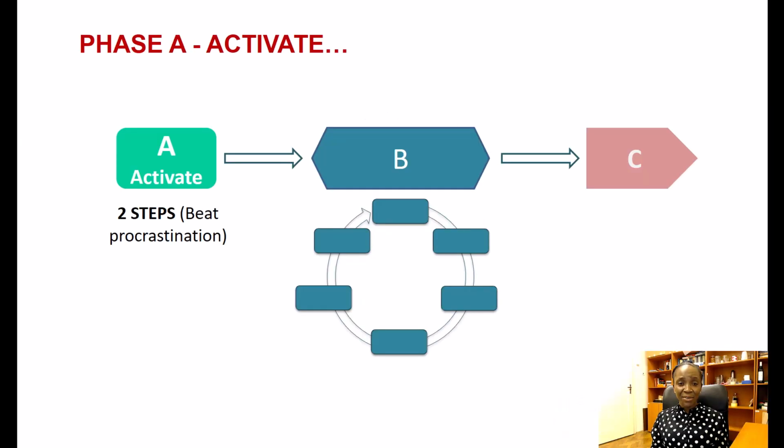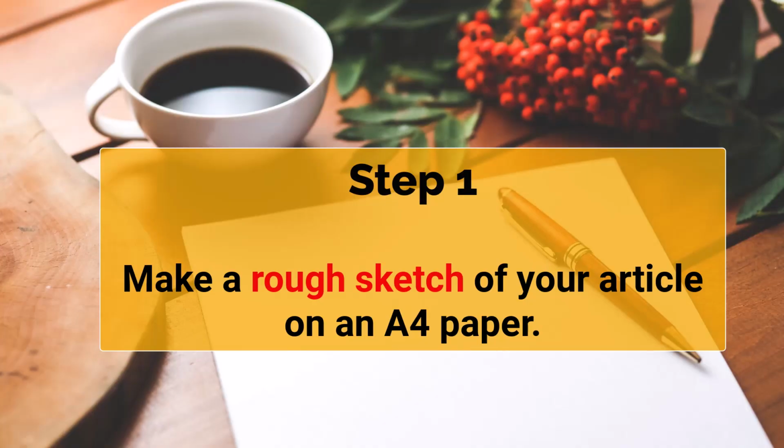The first phase of this ABC approach is the activate phase. And this phase consists of 2 steps. The main purpose of this phase is to help you get unstuck and to start writing, to beat procrastination and writer's block, and to get writing. The first step is make a rough sketch of your article on an A4 paper.